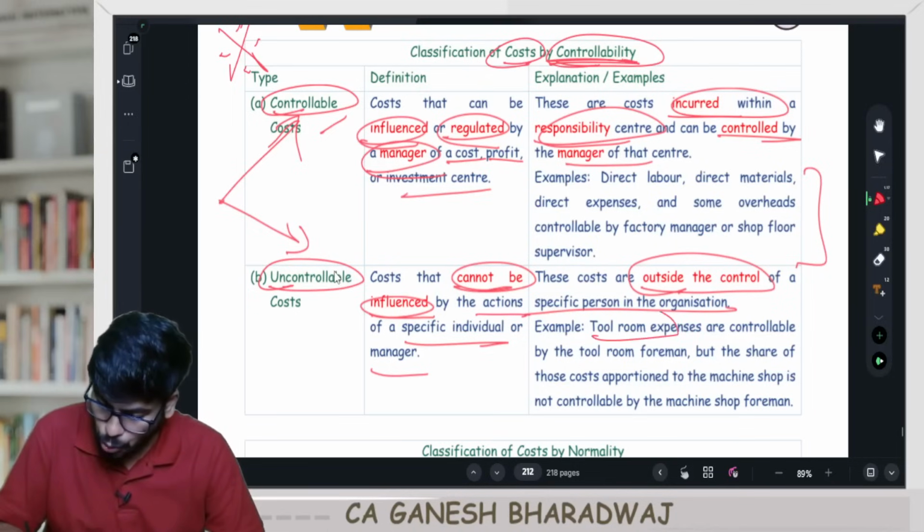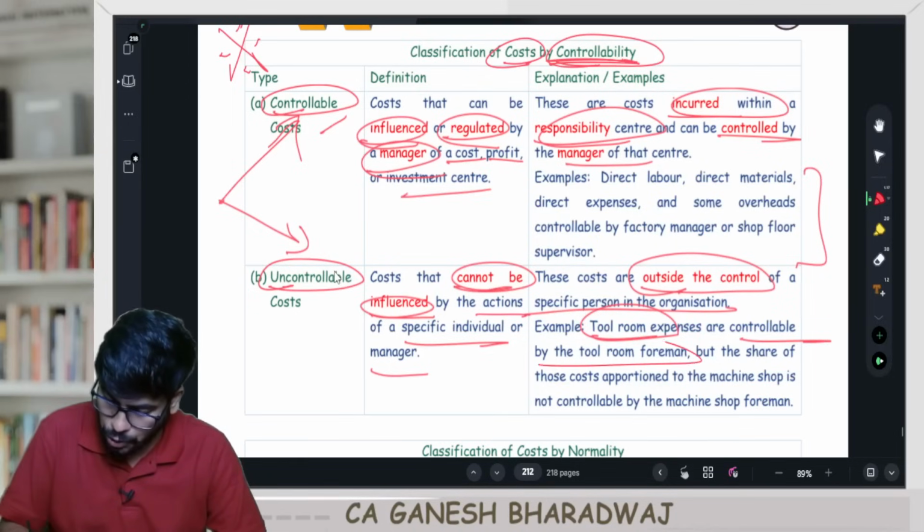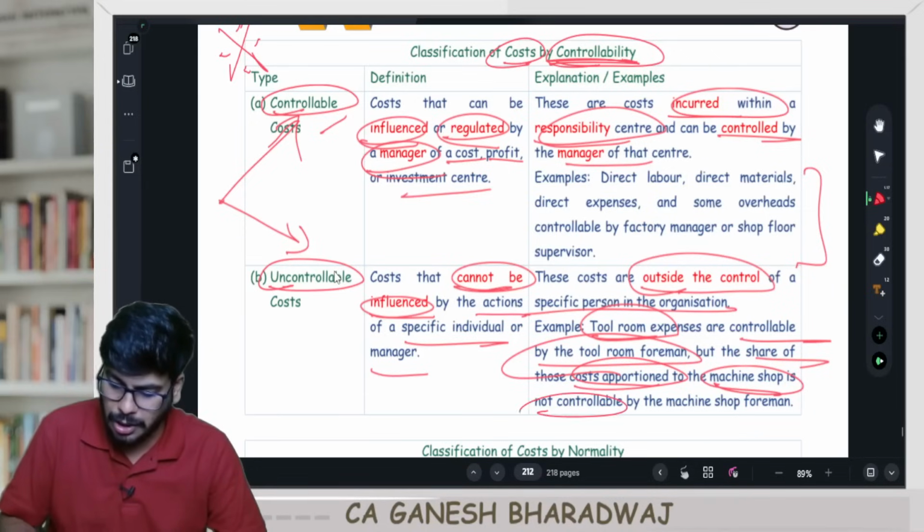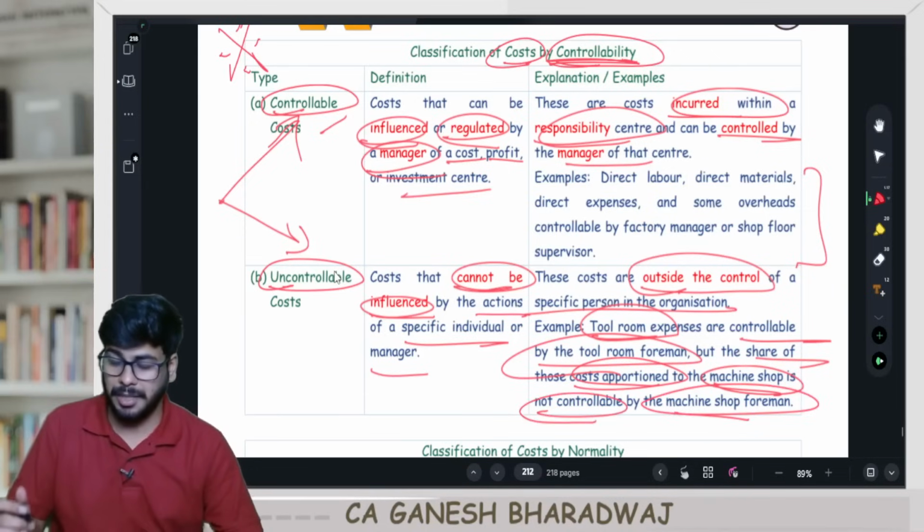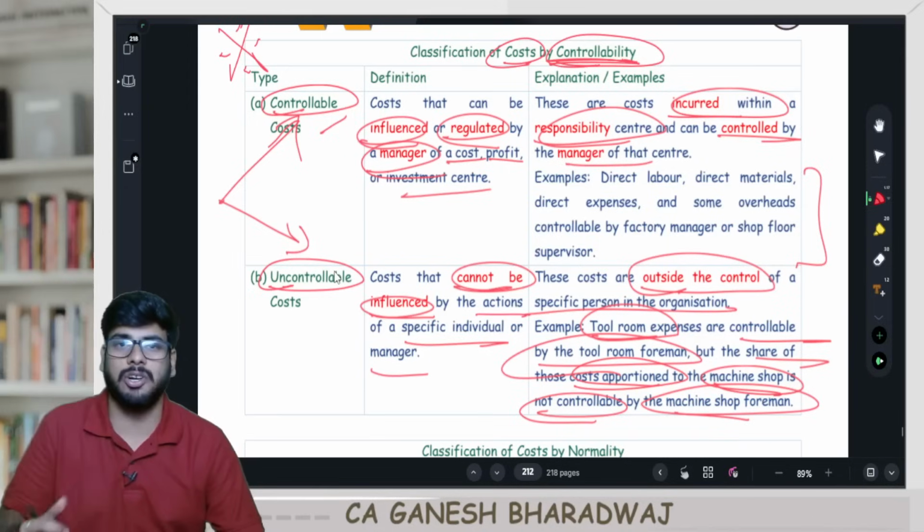So for example, tool room expenses are controllable by the tool room foreman, but the share of those costs apportioned to the machine shop is not controllable by the machine shop foreman. Within the organization also, I'm telling you.